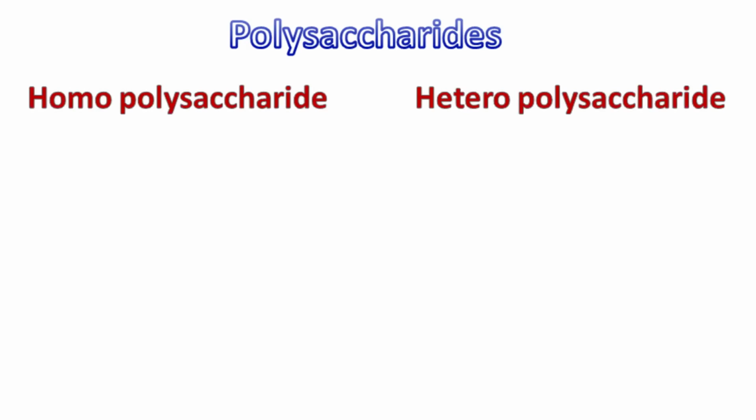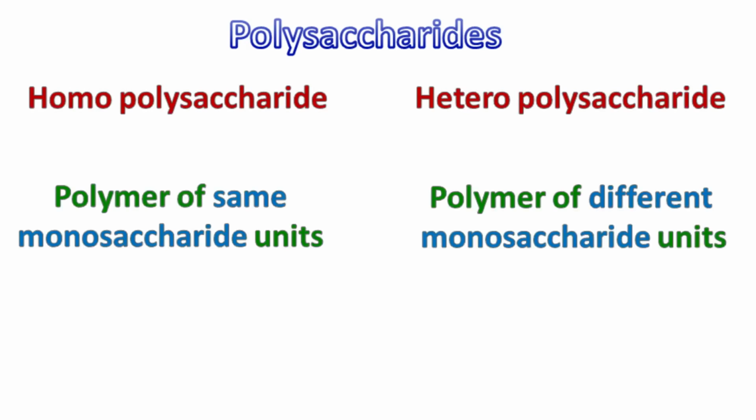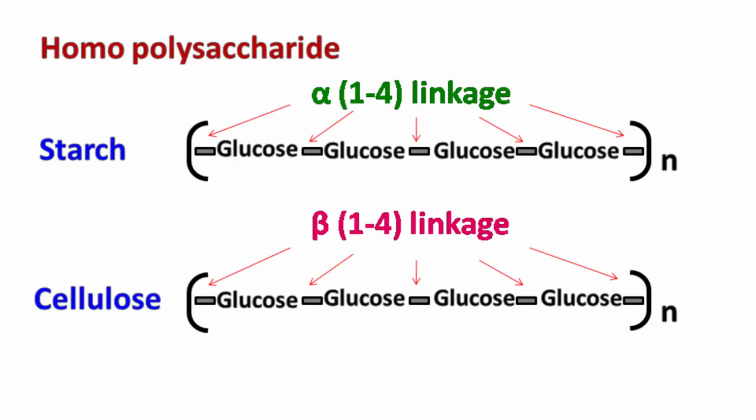Polysaccharides are usually classified into homopolysaccharides and heteropolysaccharides. Homopolysaccharides are the polymers of the same monosaccharide units, while heteropolysaccharides are the polymers of different monosaccharide units. Examples of homopolysaccharides include starch and cellulose.